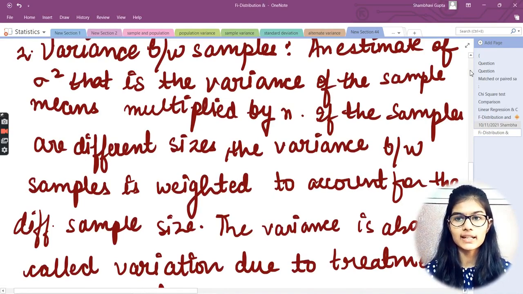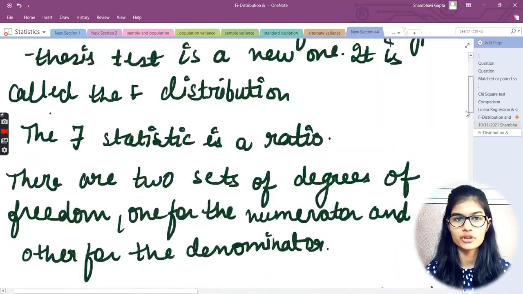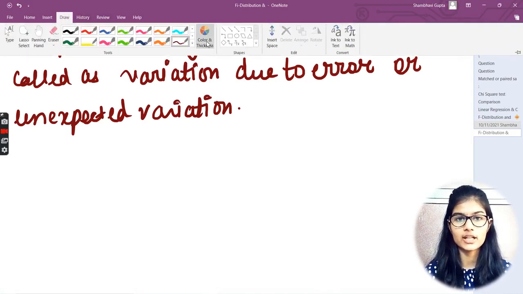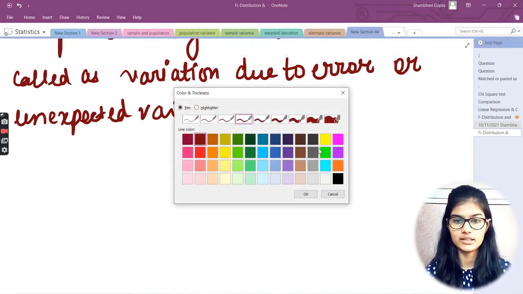So now after studying these different types for the estimation, I'll be taking you towards the next topic, the further topic on this particular subject. I'm going to take a different color here so that it separates the previous and the new lectures. So here we go.